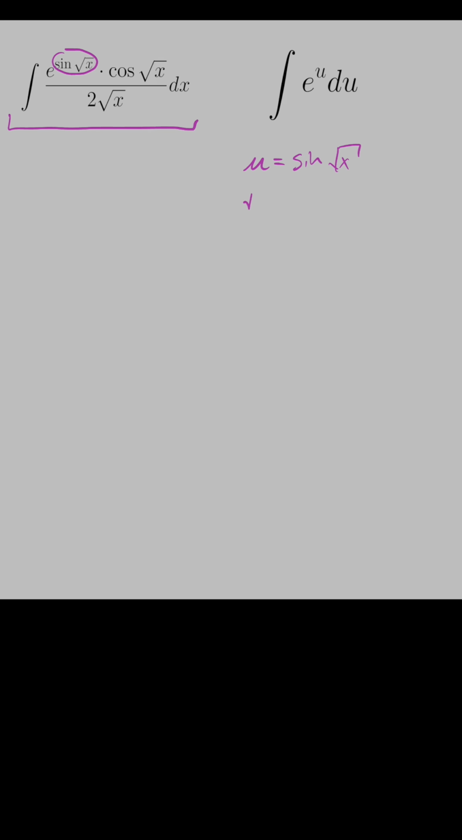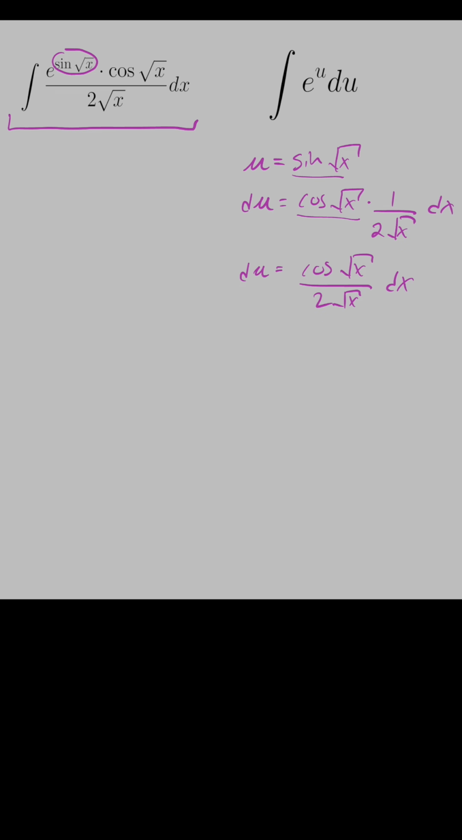Now let's take the derivative and get du. Du is cosine of the square root of x, but then by the chain rule I have to take the derivative of square root of x also. So think of it this way. The derivative of sine of something is cosine of something, times the derivative of that something. So that's going to be times 1 over 2 square roots of x, dx. And when I rewrite that, du is going to be equal to cosine of the square root of x over 2 square roots of x dx.